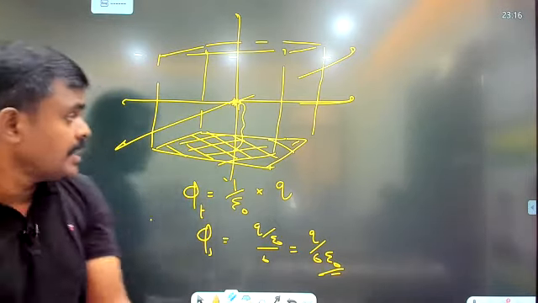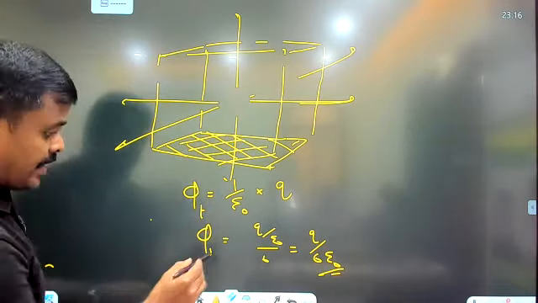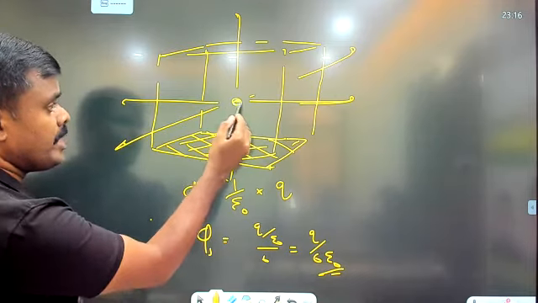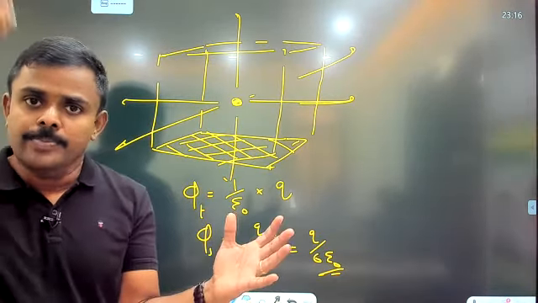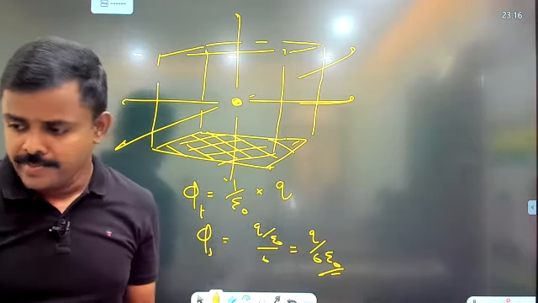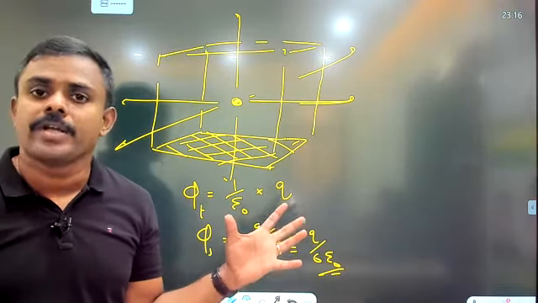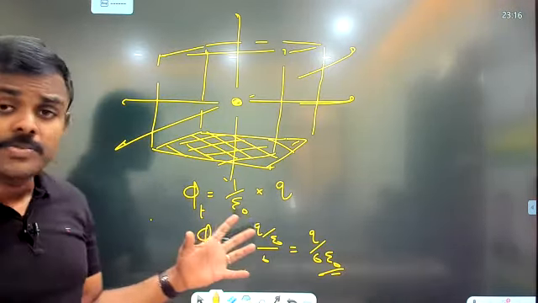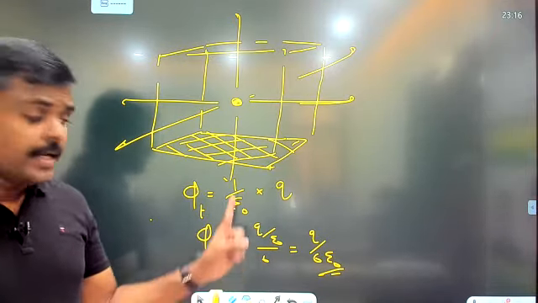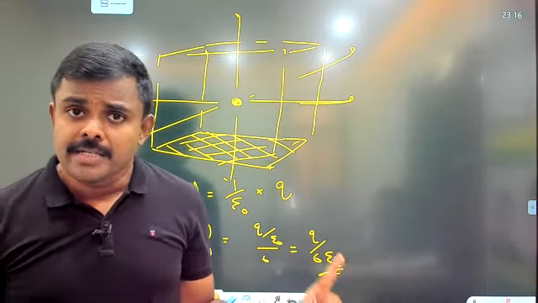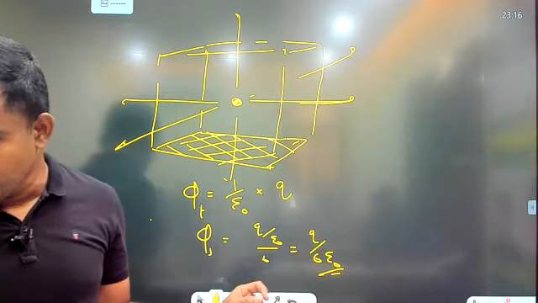Because you put a charge right here, and then what? Right in the middle, and then what? How many possible phases are there for symmetry? Left, right, up, down, front, back. All right, 6 surfaces. So flux can go in all directions, which means what? Total flux is q by epsilon 0. So flux through one surface will be q by epsilon 0 by 6. That is q by 6 epsilon 0.